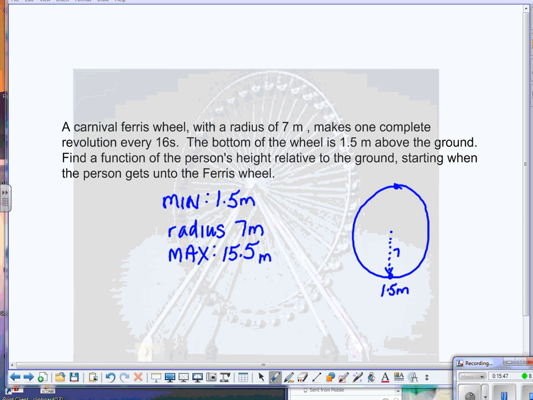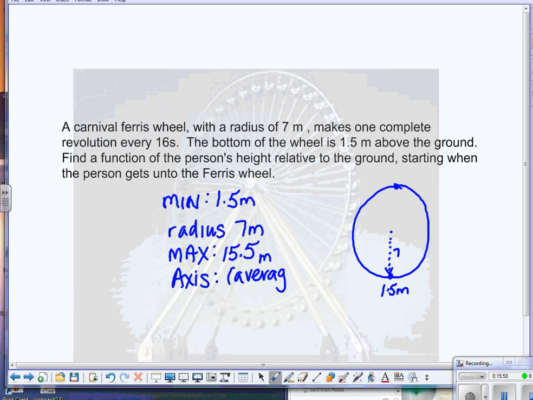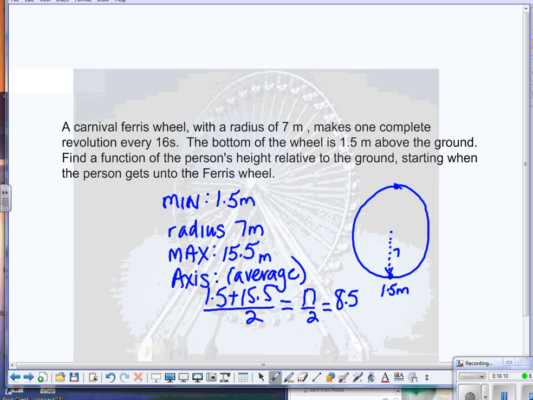If I know the range of values, I could find the axis. It lies in the middle between 1.5 and 15.5. So we can average those two numbers to get the axis. 1.5 and 15.5 is 17. 17 over 2 is 8.5. My axis is 8.5. So when Buddy is right here, he is 8.5 meters in the air. What else do we know?